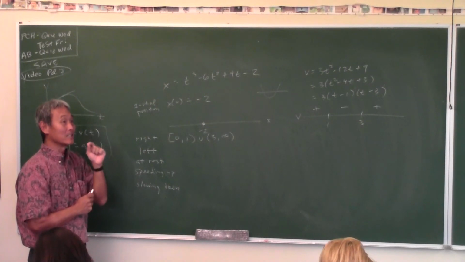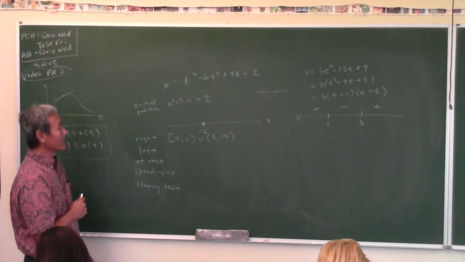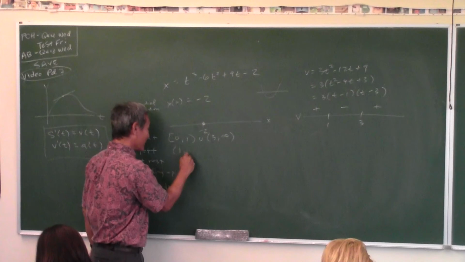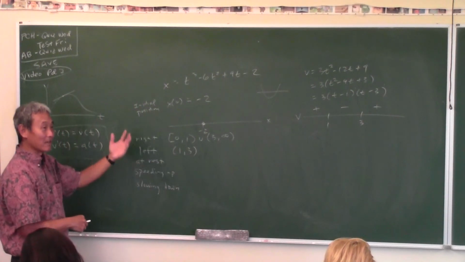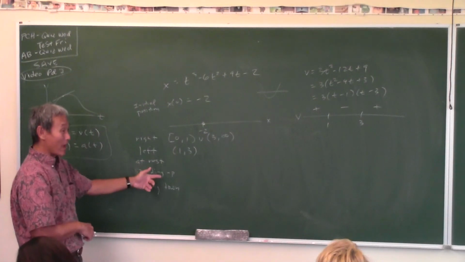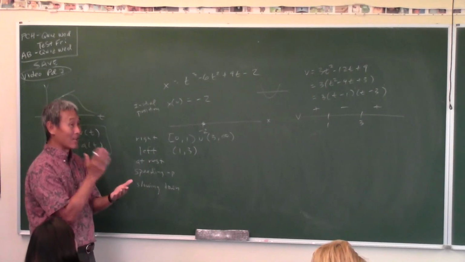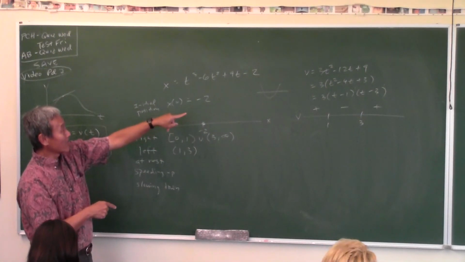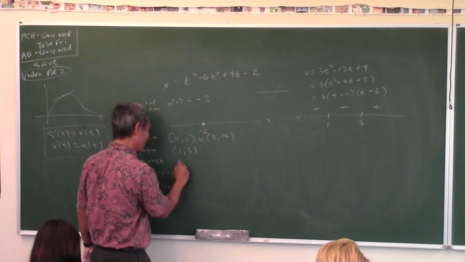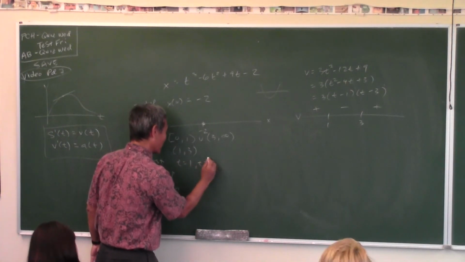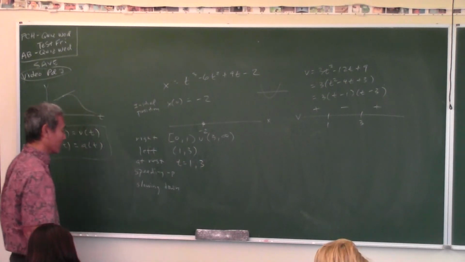Okay, when is the particle moving to the left? When the velocity is negative. Look at the number line. When is the velocity negative? Between 1 and 3. See how easy, just make a number line. When is the particle at rest? That means it's not moving. That means the velocity is 0. When is the velocity 0? 1 and 3. t equals 1 and 3, good enough.